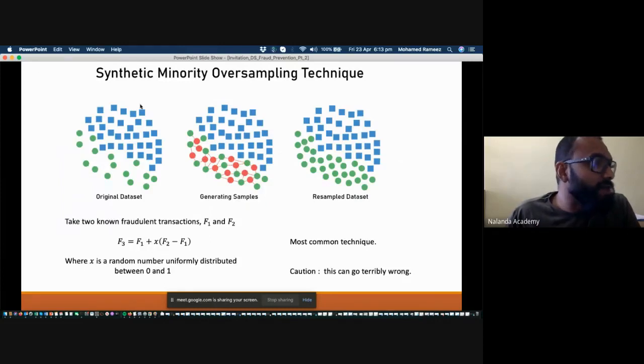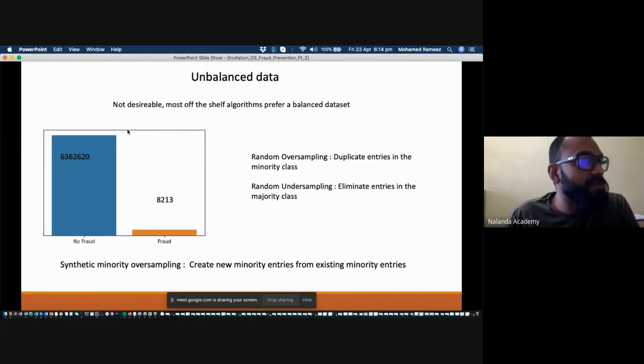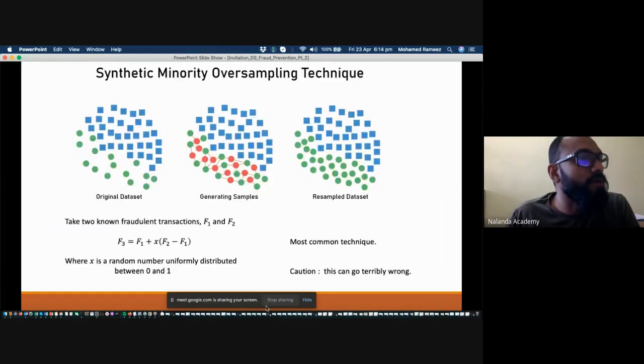So how they do that is, in this data set, which we will work out on Monday, you will take two known fraudulent transactions, F1 and F2, within the data set. And then you'll create a third one by using this expression, where X is a random number uniformly distributed between 0 and 1. So what you have is, this is your minority data set, this is your majority data set.